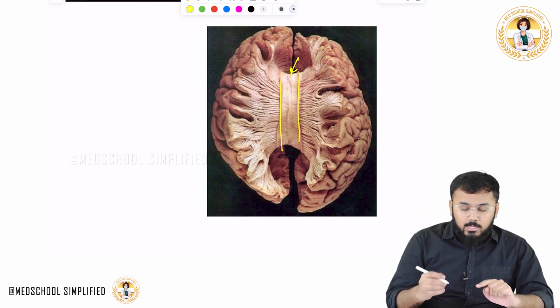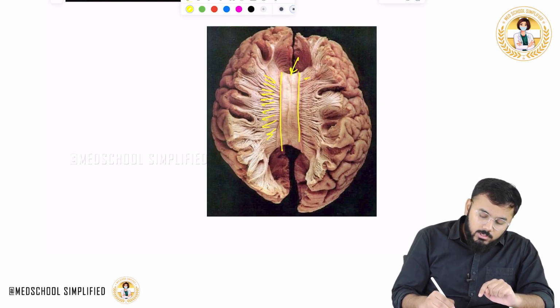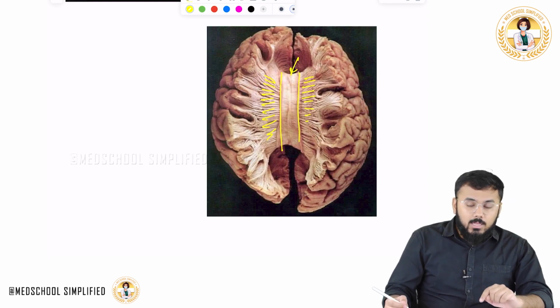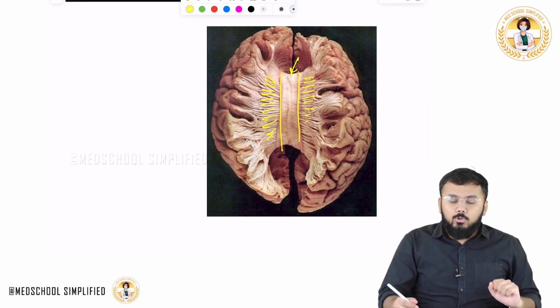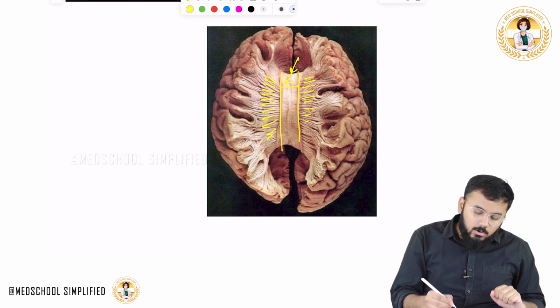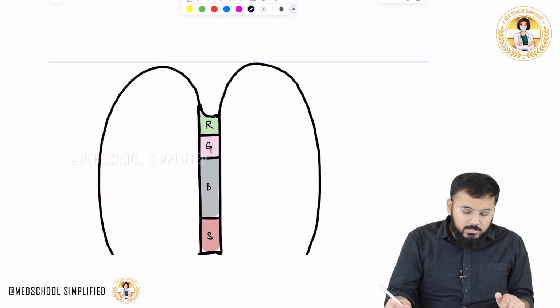How to know that? If you very carefully look on the right half, you see many fibers here. You see on the left half also many fibers. Now we will draw them and I will tell you how corpus callosum is formed. But here you know one thing: this is called the rostrum, this is called the genu, this is called the body, and this is called the splenium, right? The same picture is here.